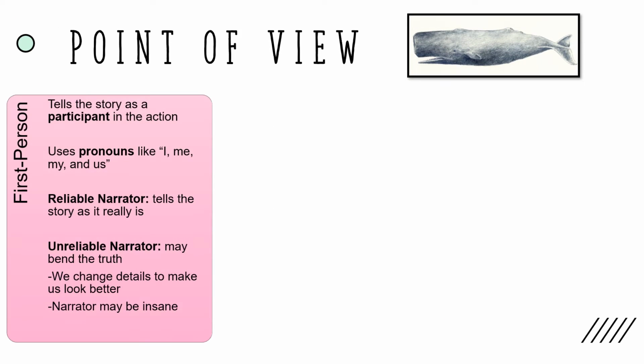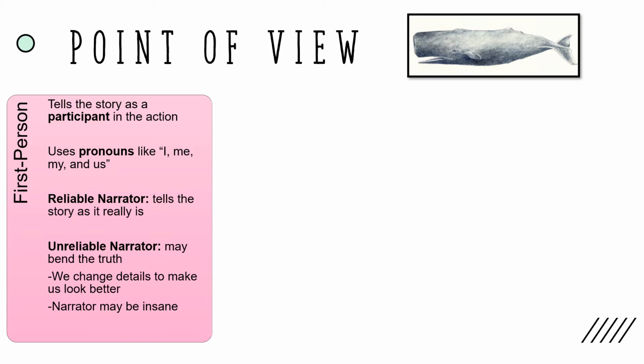A first-person narrator tells the story as a participant in the action, using pronouns like I, me, my, and us. A reliable first-person narrator tells the story as it really is, while an unreliable narrator may bend the truth. For example, sometimes we change small details in our story in a way that makes us look better in some way. Or you may read a story and find out at the end that the narrator is insane, so it's difficult for us as readers to believe every word he or she says.